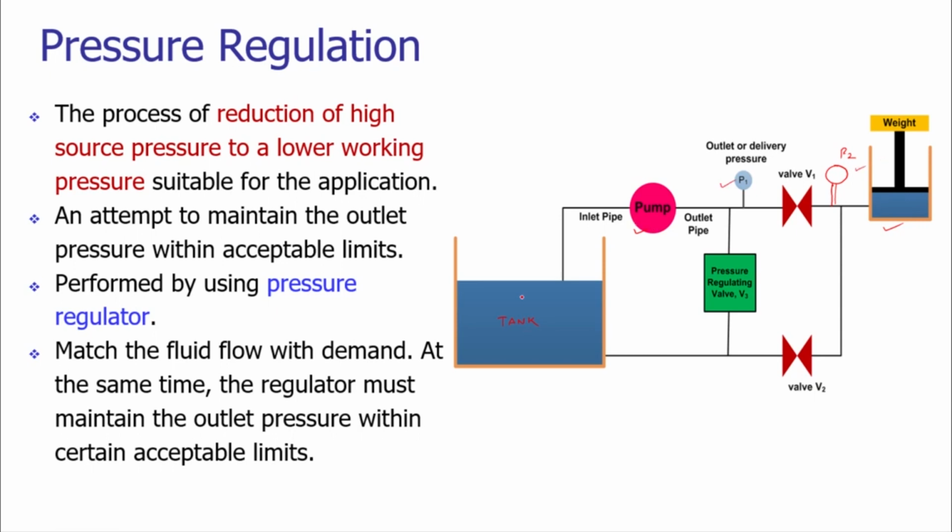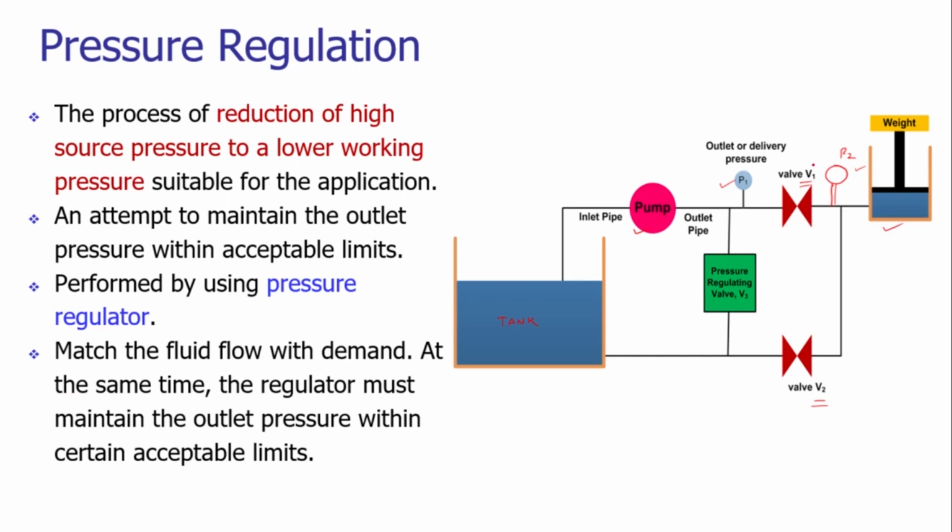The pump is drawing the fluid from the tank and pumping it inside the piston cylinder arrangement. The valve V1 and valve V2 are controlling the flow of the pressurized fluid inside the system. The pressure gauges P1 and P2 are monitoring the pressure inside the system. Pressure gauge P1 is monitoring the pressure at the outlet of the pump, and pressure gauge P2 is monitoring the system at the load.